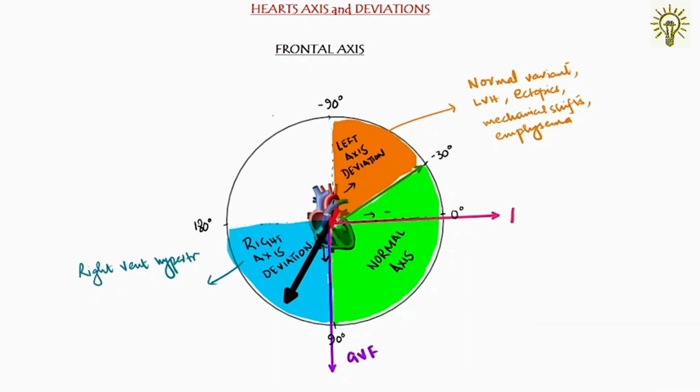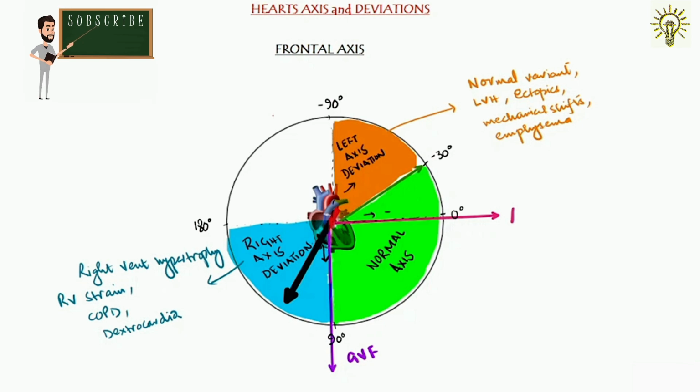So as said before, any condition such as COPD or pulmonary hypertension causing right ventricular hypertrophy would cause a right axis deviation. So in this way, calculating the axis deviation on ECG helps in giving vital information to reach a diagnosis.